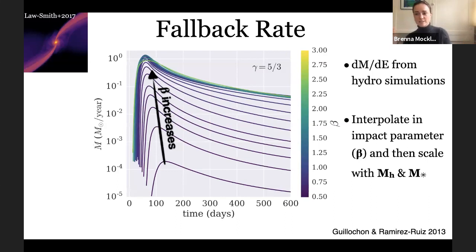Enrico talked about fallback rates a lot in his last presentation, so hopefully I don't have to spend too much time on this. But basically, this provides the engine, the source of energy in the model. To do this, I use a library of simulations from Ramirez-Ruiz 2013, which is in the process of being updated, as a lot of new simulations have been run in the last year or so. They've been run for a variety of different impact parameters. As you increase the impact parameter, more mass is bound to the black hole, so as beta increases, the mass fallback rate is higher. For the model, we interpolate in the impact parameter and then scale with the mass of the black hole and the mass of the star.